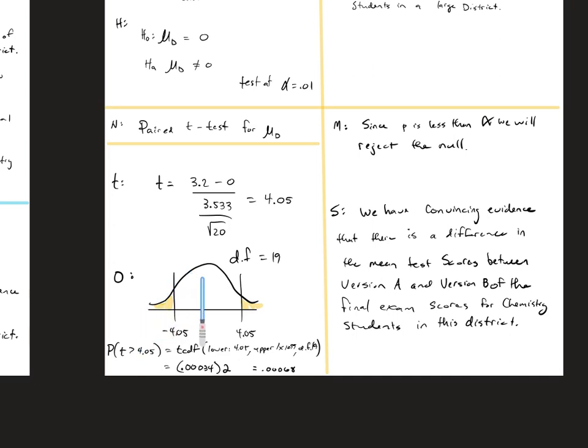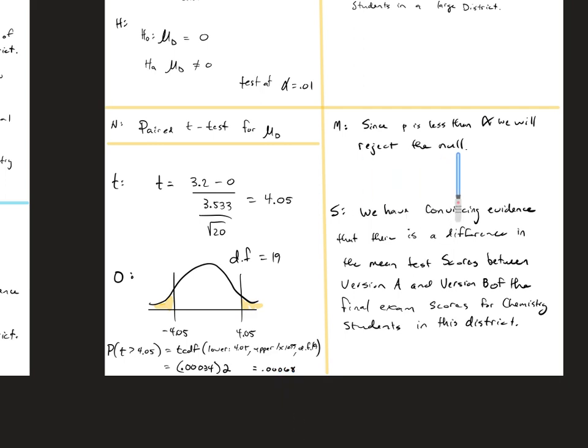So I'm going to draw my t distribution. I got negative 4.05 and 4.05 because it's two-sided. We had 20 people in our sample, so 20 minus 1 gives me 19 degrees of freedom. So I'm calculating the probability that t is greater than 4.05 using the t-CDF feature, and I get 0.00034. Since it's two-sided, I have to multiply it by 2, so that gives me my p-value. My p-value is 0.00068.